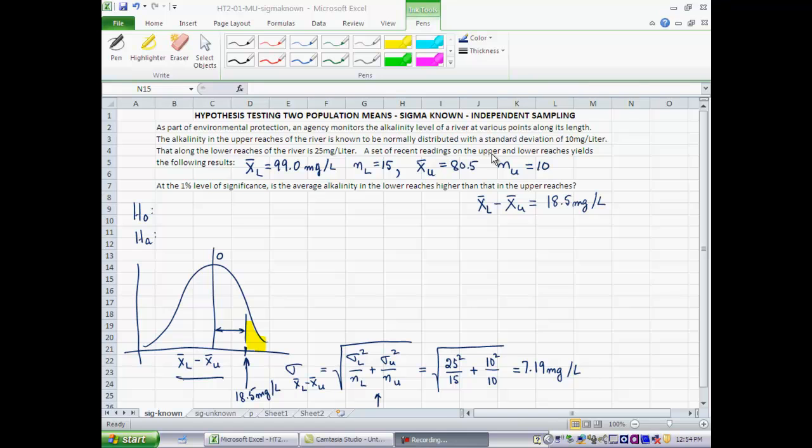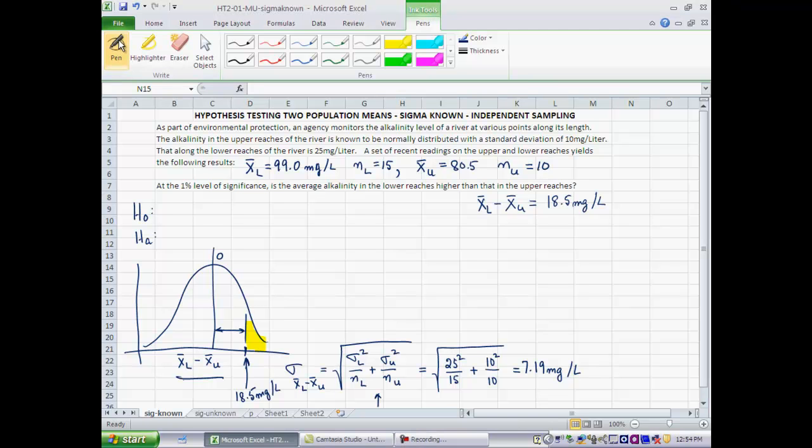So based on what we see here in the two samples, the question is the following. At the 1% level of significance, is the average alkalinity in the lower reaches higher than that in the upper reaches? Once again, the 1% level of significance means I'm willing to accept a 1% chance of making the wrong call. The wrong call being rejecting the null when in fact it's true. So we're controlling for type 1 error.